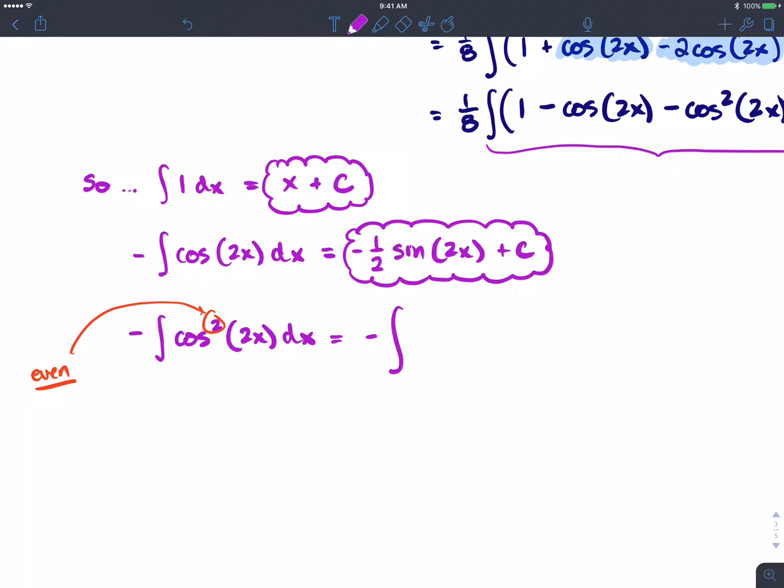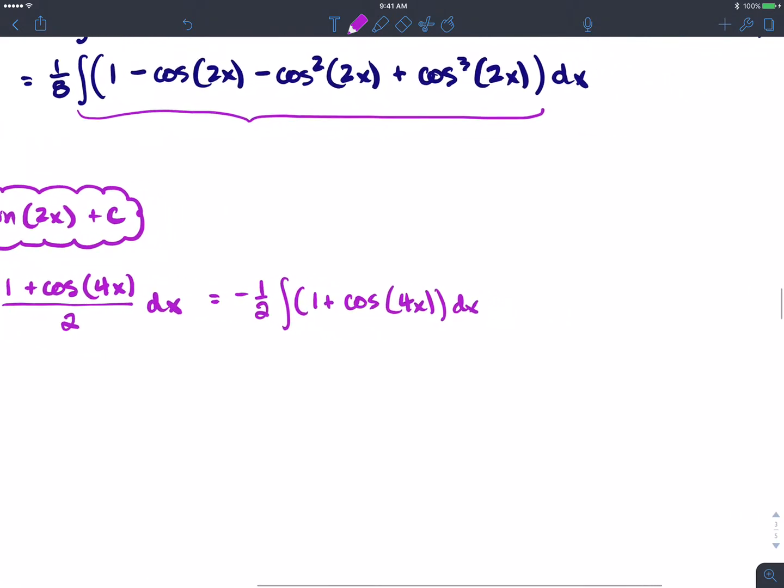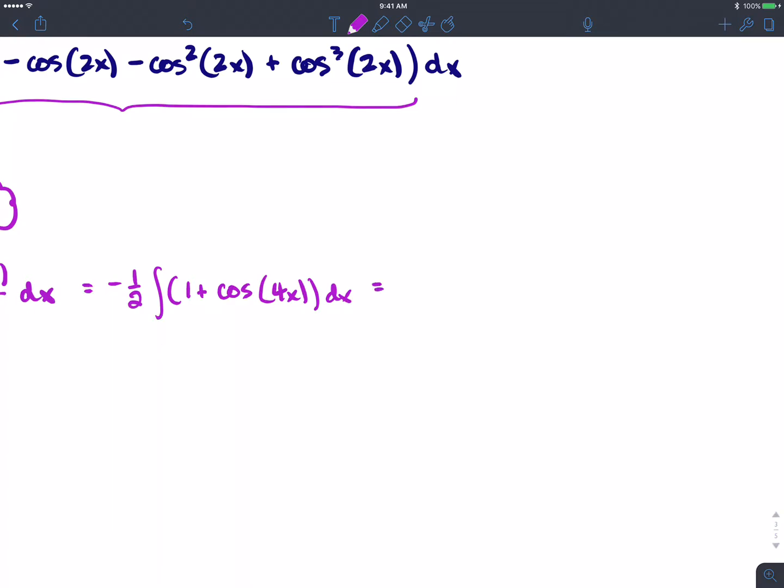as the negative integral of 1 plus the cosine of twice that angle, which would be 4x, all over 2 dx. Now in integrating this, I'm going to pull that 1/2 out. So we've got negative 1/2 times the integral of 1 plus the cosine of 4x dx. And if we were to integrate this, we'd have negative 1/2. The integral of 1 is just going to be x.